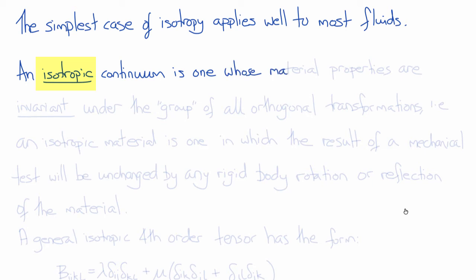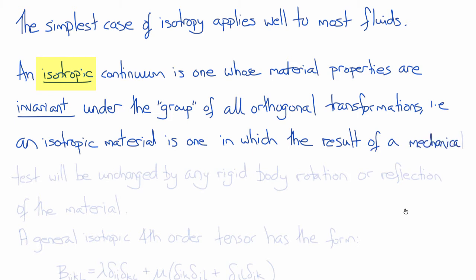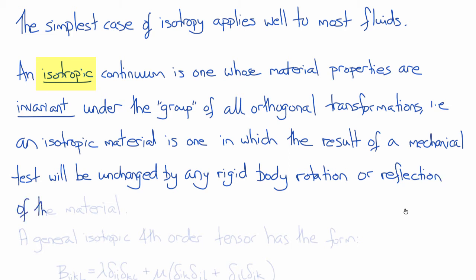An isotropic continuum is one whose material properties are invariant under the group of all orthogonal transformations. In other words, an isotropic material is one in which the result of a specific mechanical test would be unchanged by any rigid body rotation or reflection of the material. Put more simply, the properties don't depend on which direction you test the material. It's easy to think of solid materials where this isn't the case. Think of a piece of wood where along its grain a property would be different than against its grain. But it's very hard to think of a fluid that would have this property. In fact, it can be proven that for true fluids, the only possible material symmetry is isotropy. Those unusual fluids that do have anisotropic properties do so as a result of some solid-like behaviors.